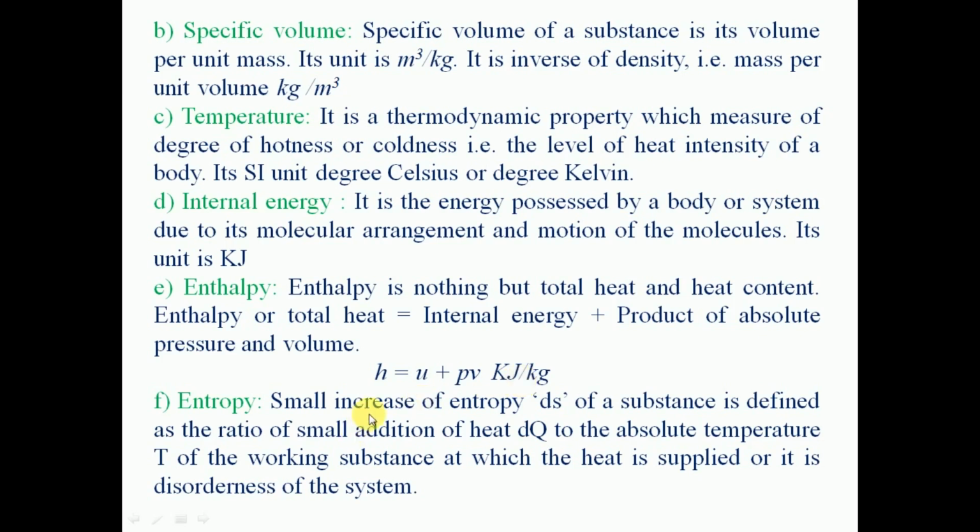Then the next property is entropy. A small increase of entropy dS of a substance is defined as the ratio of a small addition of heat dQ to the absolute temperature T. If you take the ratio of a small addition of heat to the temperature, that is the entropy of a substance at which heat is supplied. Or it is also sometimes defined as the disorderness of the system. Entropy is the disorderness of the system.